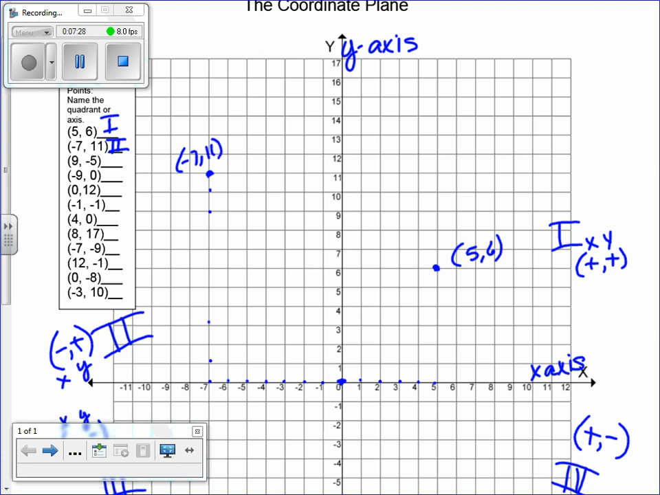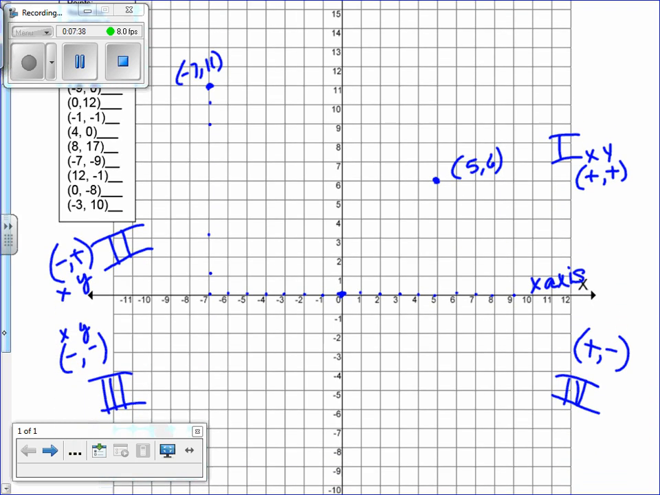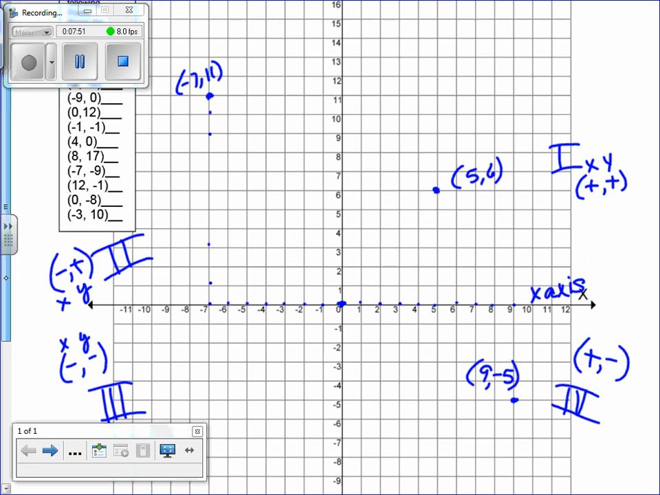Okay, 9, -5. So over to 1, 2, 3, 4, 5, 6, 7, 8, 9, down to 5. 1, 2, 3, 4, 5. And see, it's just a point that I'm making. 9, -5, and that's in quadrant 4.